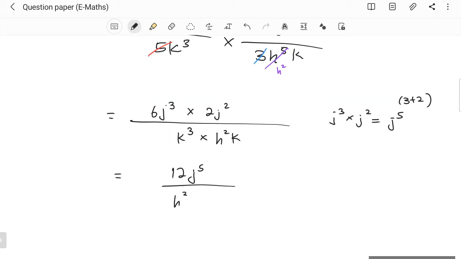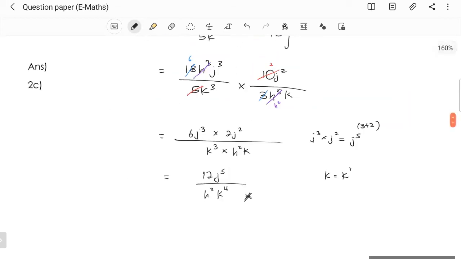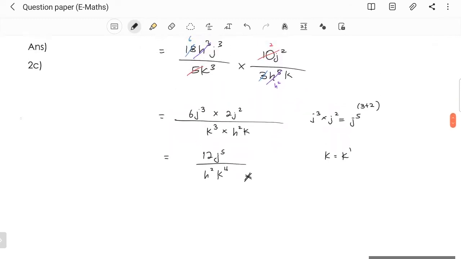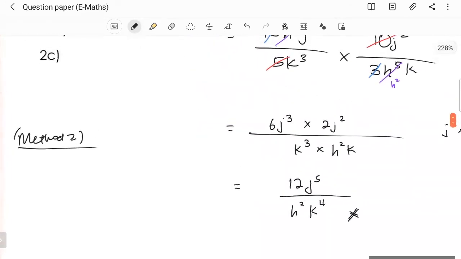Same thing for k. Remember, k like this is power 1. So we will have 3 plus 1, so k power 4. This is our answer. So we have another method that some other students prefer, where they combine before they cancel off. Okay, so let me copy the question first.